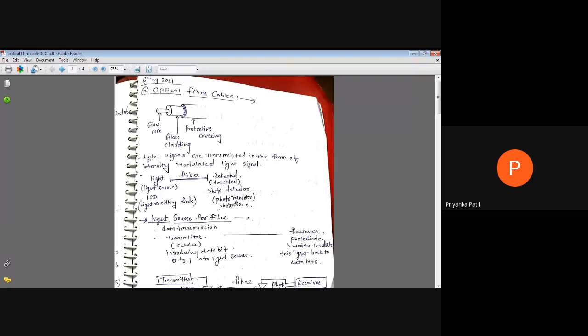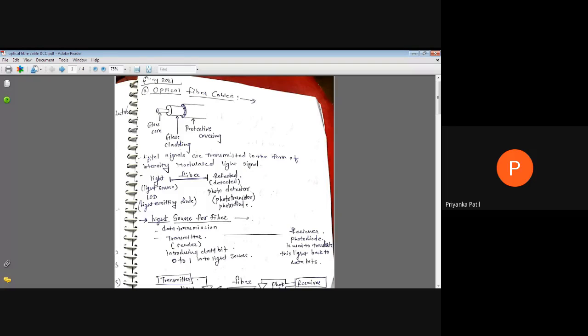Okay. So next topic is the fiber optic cable. Basically, the fiber optic cable is used for preparing the network through the wired media. So the construction of fiber optic cable is shown in the given figure.